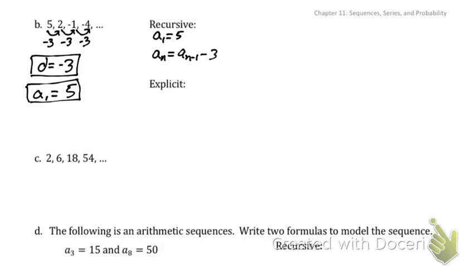Our explicit is going to be a sub n is going to equal our first term, which is 5, plus our common difference, which is negative 3. So I'm going to have minus 3 times n minus 1. Or we could distribute that and turn it into a sub n equals negative 3 times n would be negative 3n. Negative 3 times a negative 1 would be a positive 3, plus 5 would be a positive 8. Just be aware that both of these are the exact same formula. One is just simplified, one is just the expanded form.